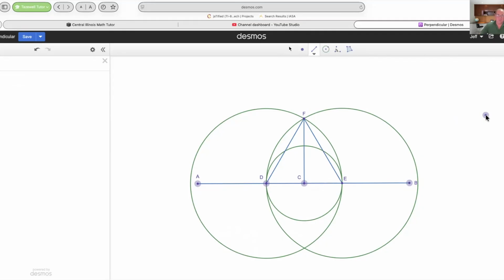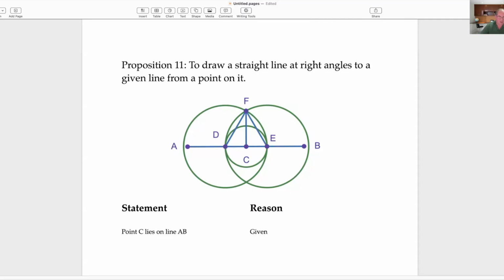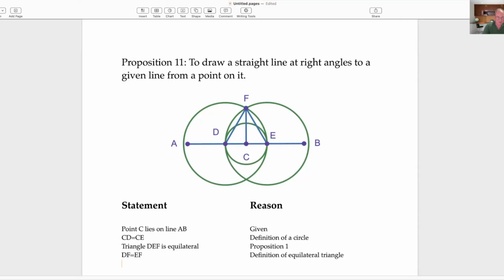How does this proof go? We were given that point C lies on line AB, and we constructed a circle with its center at point C, and we know that D is just as far away from C as E is. That's from our definition of a circle. We constructed an equilateral triangle using the methods you used in proposition number 1. Since DEF is an equilateral triangle, then DF must be equal in length to EF. FC, of course, is equal to itself. That's from the common notion number 4.